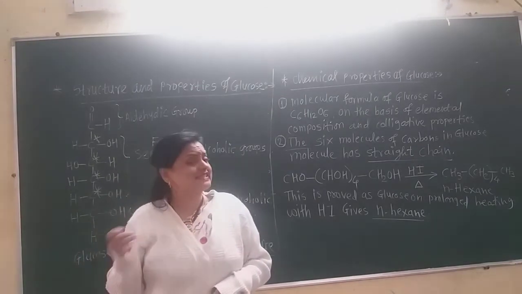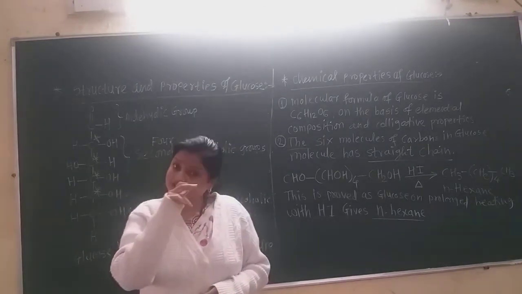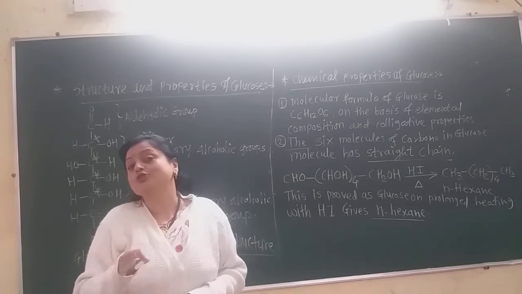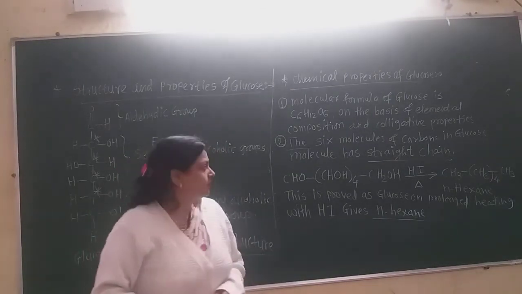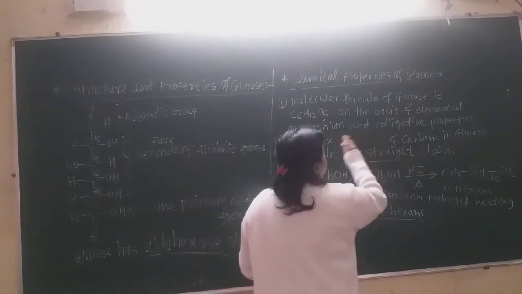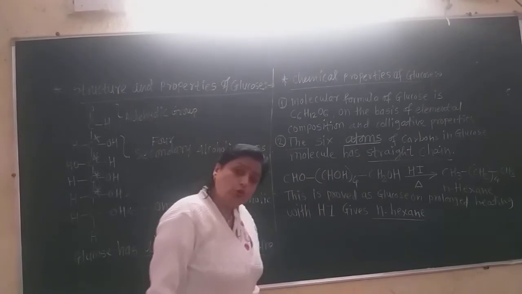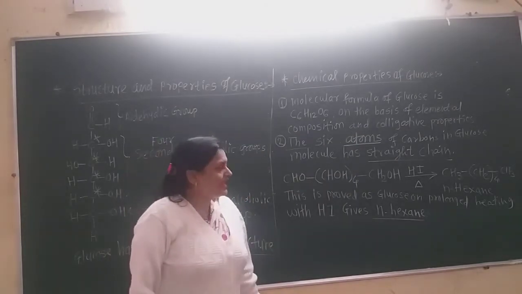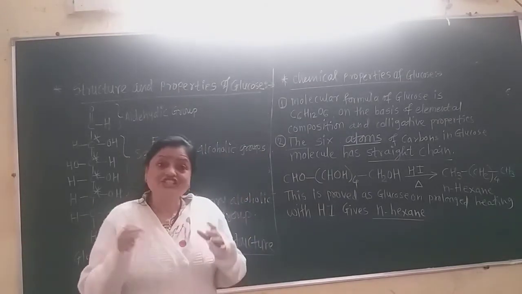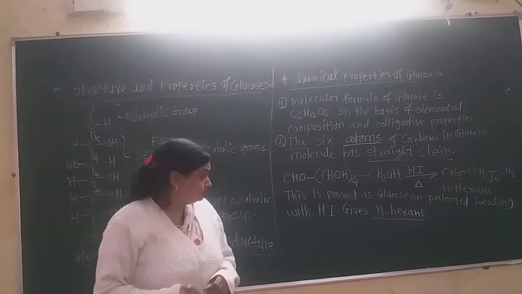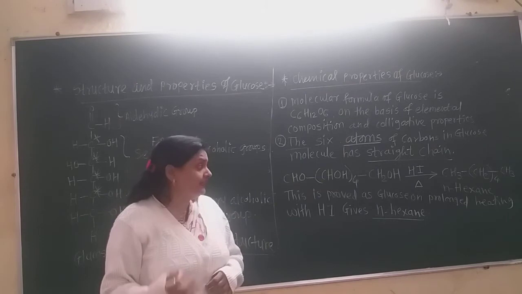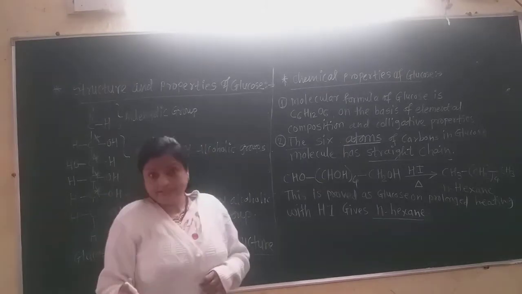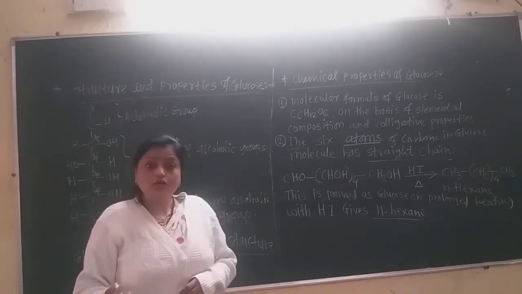Again, the second important proof is what? There are 6 carbon atoms and they are in a straight chain. This can also be proved. The 6 atoms of carbon in the glucose molecule have a straight chain structure. This is proved after prolonged heating of glucose.